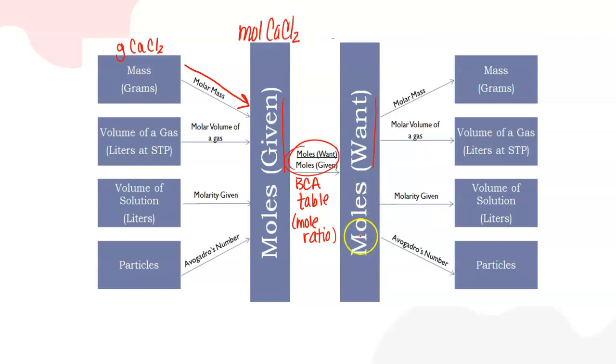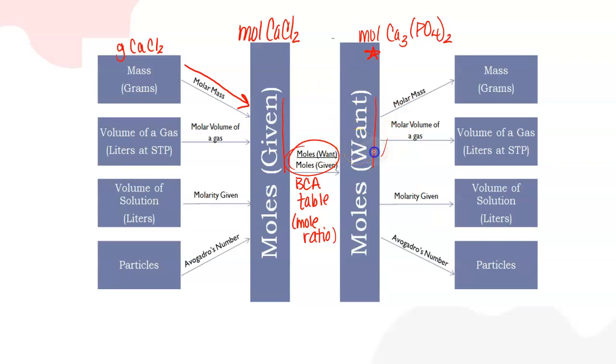Right? But I want moles of something else. So what I want to go to is here. And I want that something else to be the calcium phosphate. I could go to the mass or volume or anything else on the far right side, but it specifically wants us to go to moles of what we want, something different, something new.